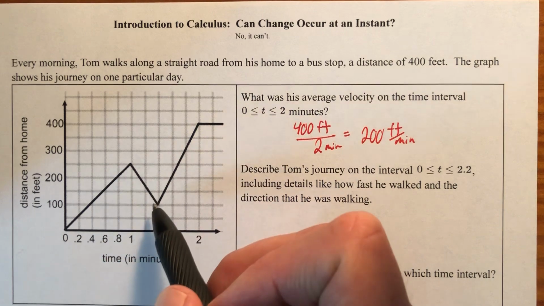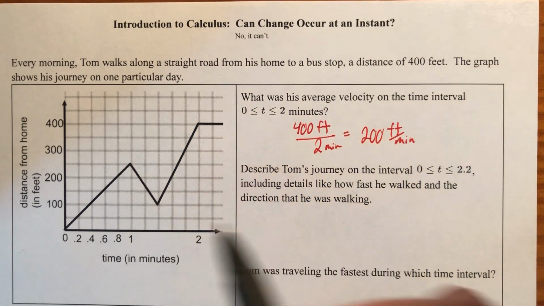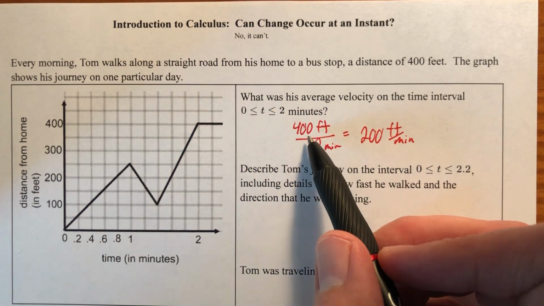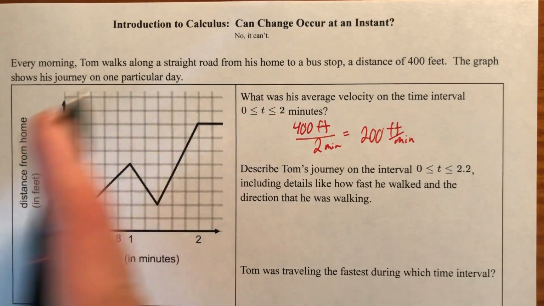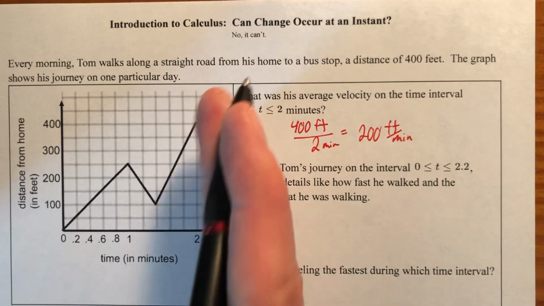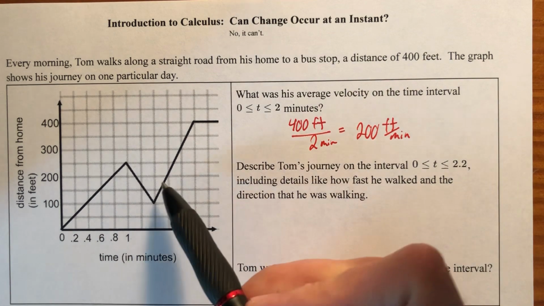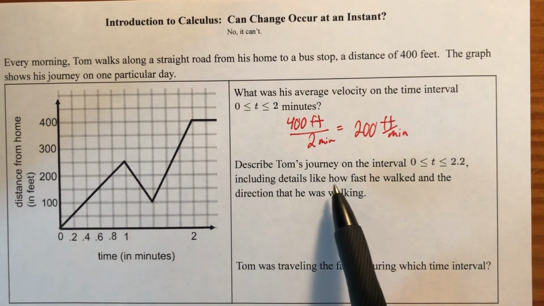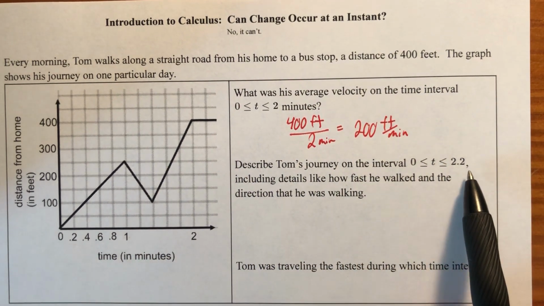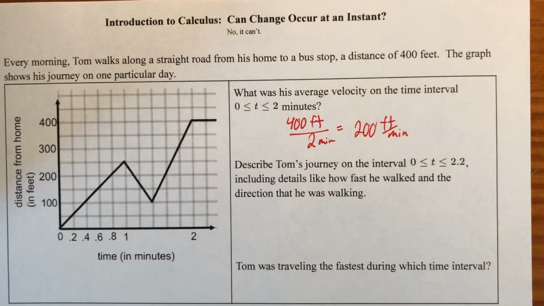He went even further on foot. He traveled further than 400 feet. But his getting to his destination took him 2 minutes, and he traveled 400 feet in that direction. Okay? Well, he traveled more than that. He had to backtrack. Describe Tom's journey on the interval from 0 to 2.2, including details about how fast he walked in the direction he was walking.